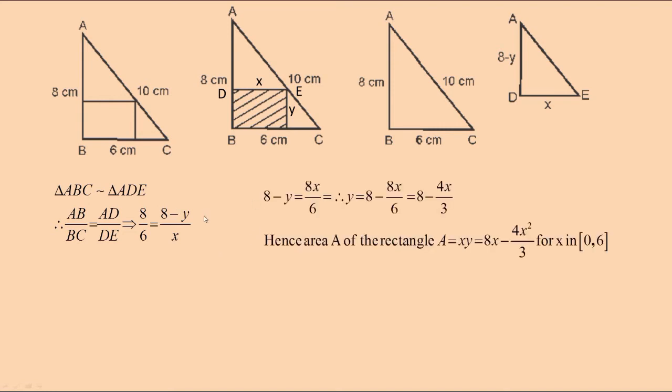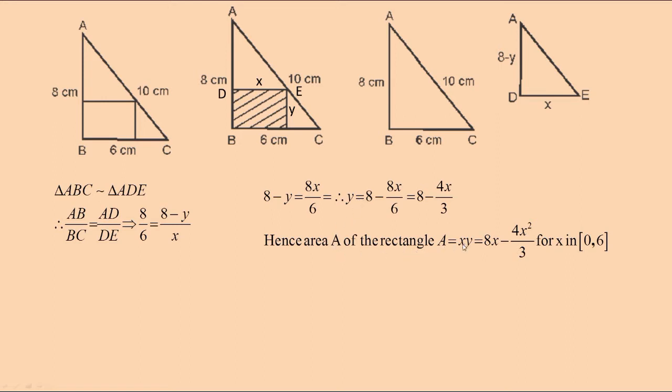Okay. So 8 minus y is equal to 8x by 6. But we want y. Therefore, y will go to this side, and 8x by 6 will come to the left side. So y is equal to 8 minus 8x by 6. But this is 8, this is 6, so cancel by 2. Therefore, y is equal to 8 minus 4x by 3. Now you can find the area completely in terms of x.